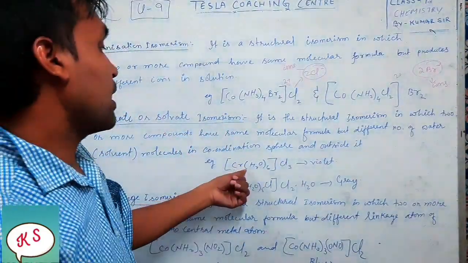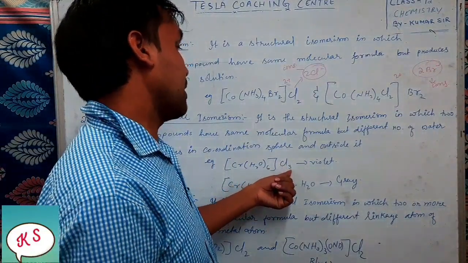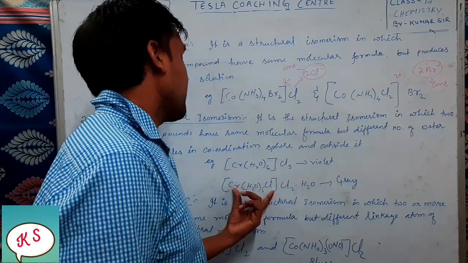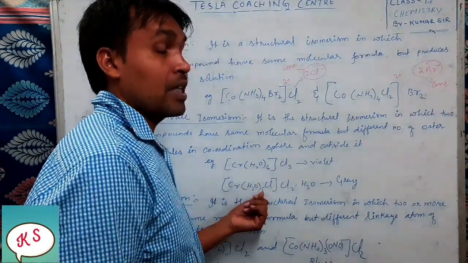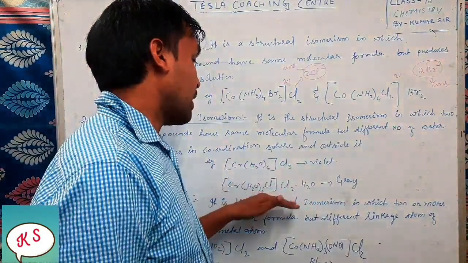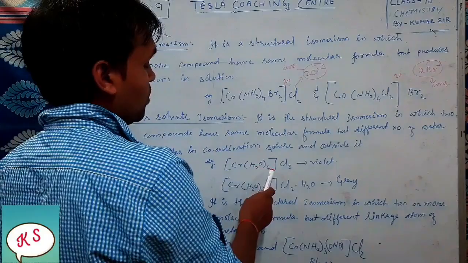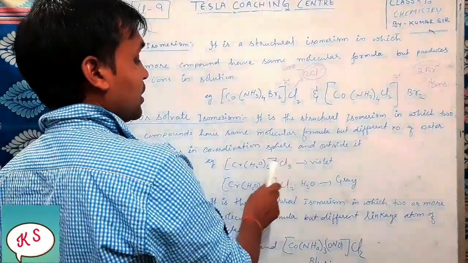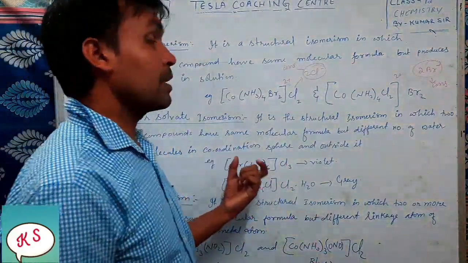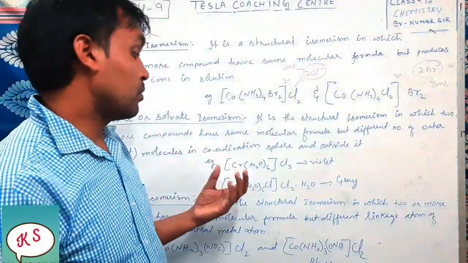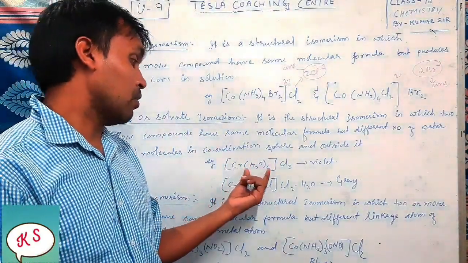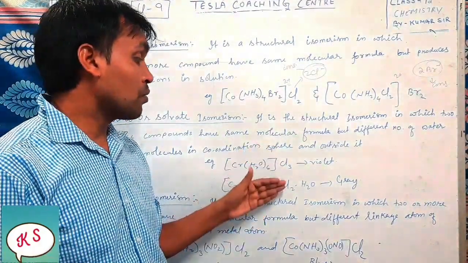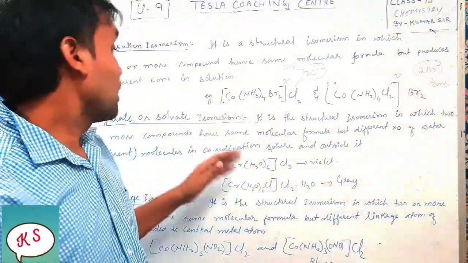So see here, [Cr(H2O)6]Cl3. Inside the coordination sphere the water molecules are 6. But in the other compound, inside the coordination sphere how many water molecules are there? Only 5, and outside is 1. Everything is the same here: Cr, H2O6, Cl3. It differs only in the number of water molecules inside the coordination sphere. Here inside there are 6, but here 5. So these two coordination compounds, we will call them what?